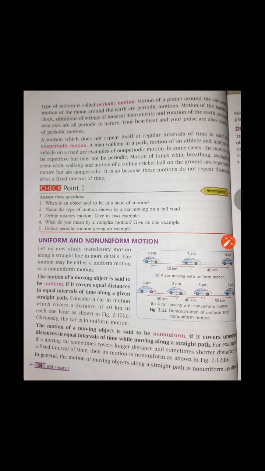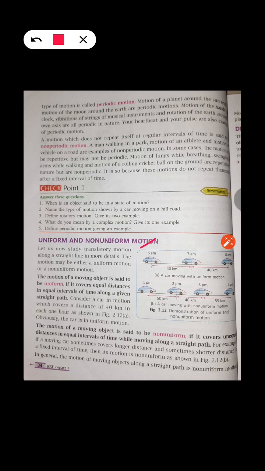If an object covers equal distances in equal intervals of time along a given straight path, then its motion will be considered uniform motion. On the other hand, if an object covers unequal distances in equal intervals of time along a straight path, then its motion will be considered non-uniform motion. Now follow along the figure 2.12 given here.